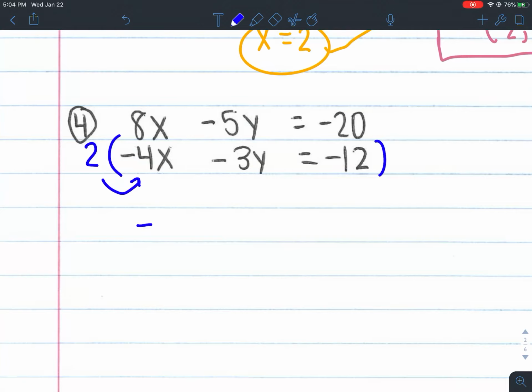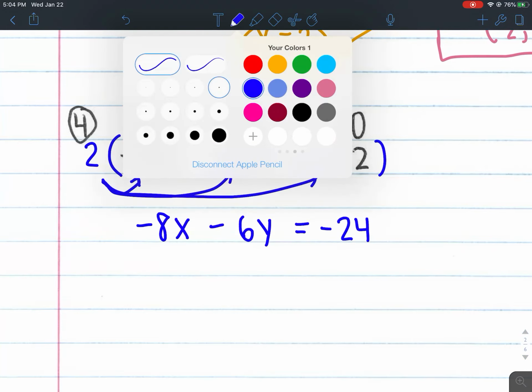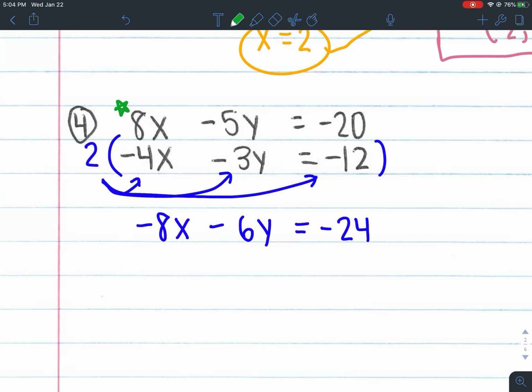So we have 2 times negative 4, which is going to be negative 8x. 2 times negative 3y is negative 6y. And 2 times negative 12 is negative 24. And then with that first equation, since I didn't do anything with it, I'm going to write it right underneath so that they're stacked on top of each other.